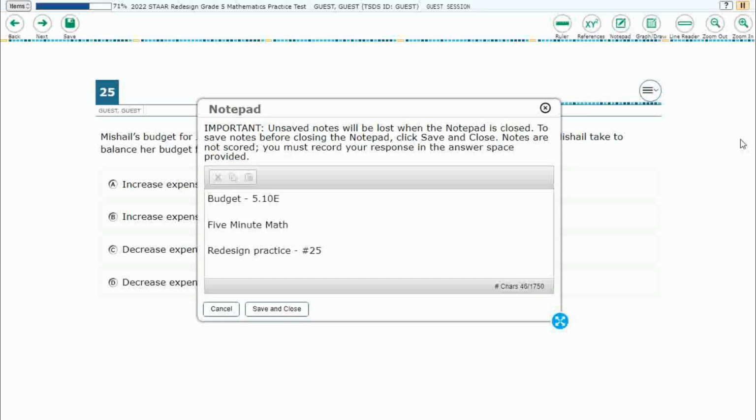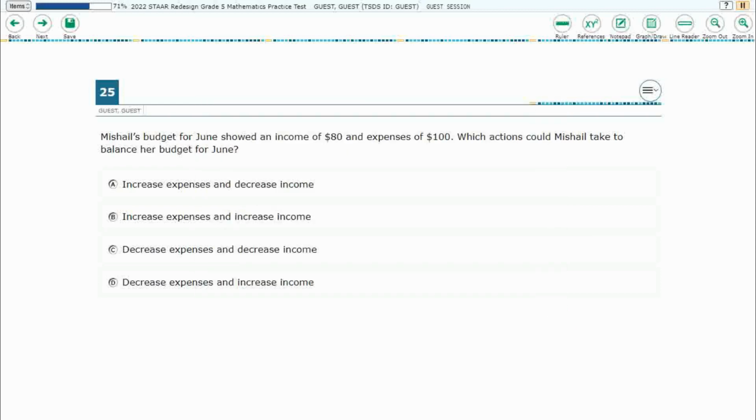Today we are looking at the 5th grade concept of personal financial literacy budget. This is standard 5.10E in the great state of Texas, and we are using item number 25 off the Redesign Practice Online STAAR test. If you haven't done so already, please go ahead and take a moment to pause the video, work this problem out on your own, unpause it, and we will look at our answers together.